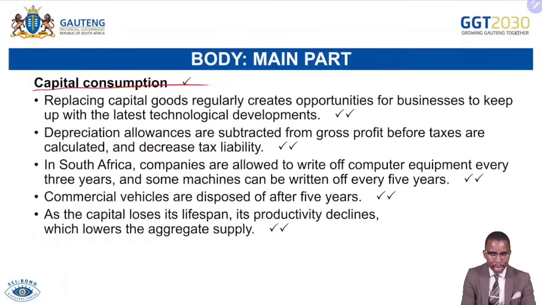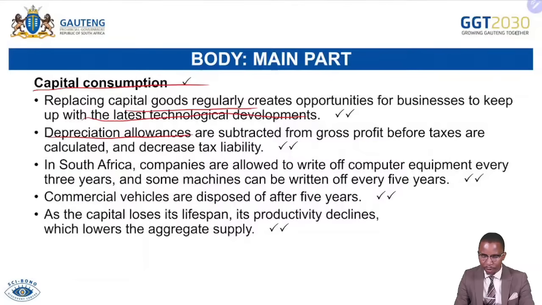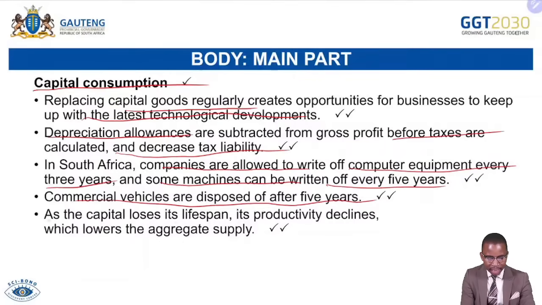Capital consumption. Replacing capital goods regularly creates opportunity for businesses to keep up with the latest technical developments. Depreciation allowances are subtracted from gross profit before taxes are calculated and decrease tax liability. In South Africa, companies are allowed to write off computer equipment every 3 years, and some machines can be written off every 5 years. Commercial vehicles are disposed of after 5 years. As the capital loses its lifespan, its productivity declines, which lowers aggregate supply.